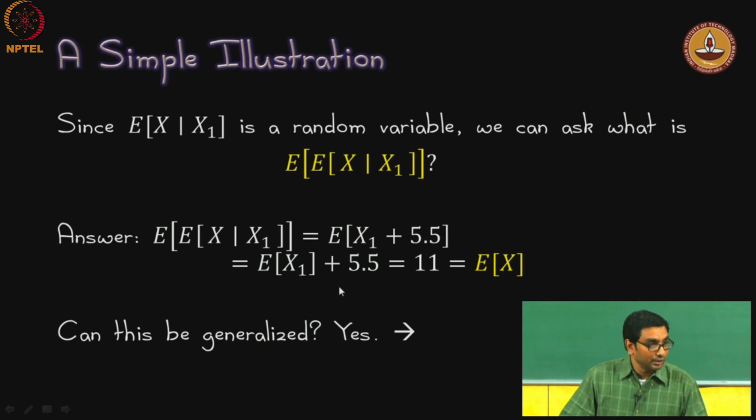It is going to be again 5.5. Remember, it is a uniform random number between 1 and 10. So, it is going to be 5.5. It is going to work out to 11. And if you think about it, it is also the expectation of uppercase X.